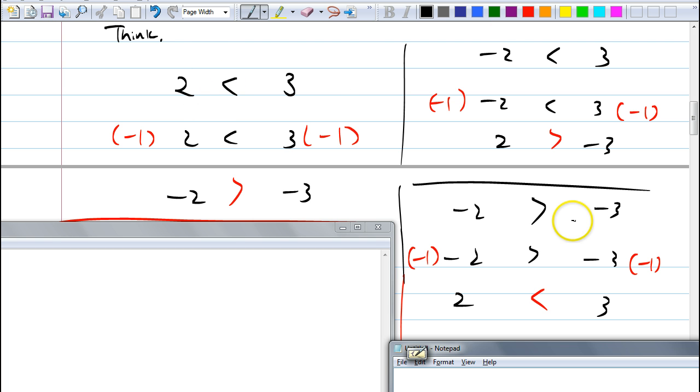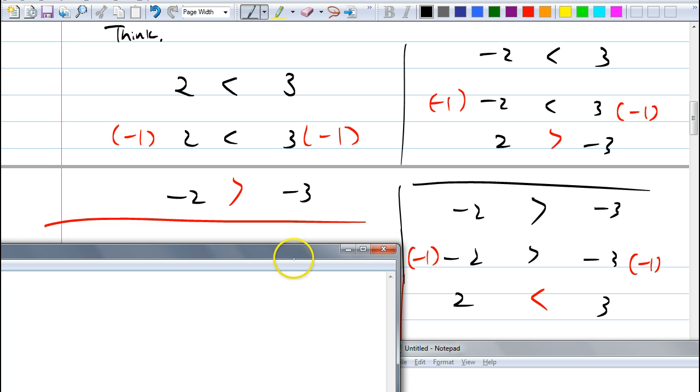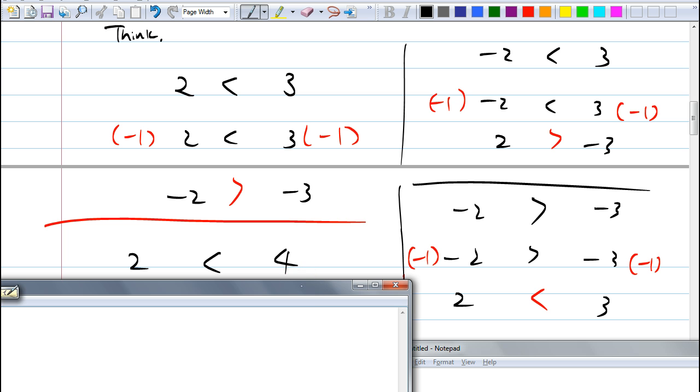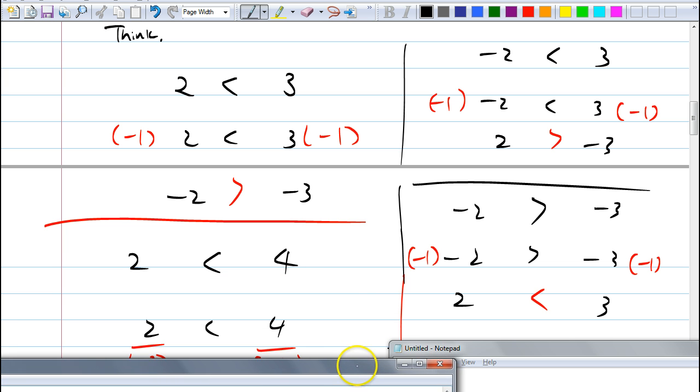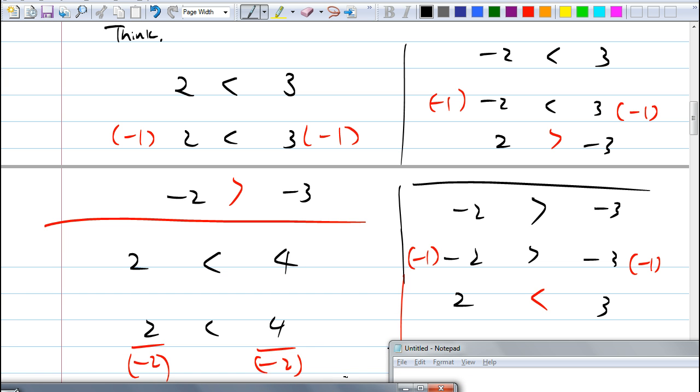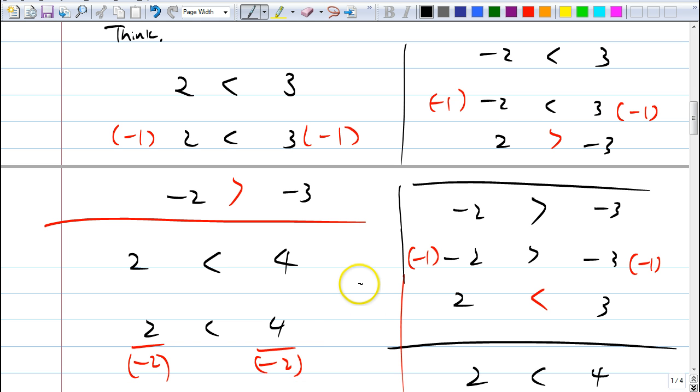So I showed you a case where they're both positive, one of them is negative, and they're both negative, and so on. You see how it works out? Okay. Some of you say, what if we then divide? Would it work? Well, let's look at it. 2 less than 4. Let's divide both sides by negative 2. On the left side, what do we get? We get negative 1. On the right side, what do we get? Negative 2. Which one's greater? You see why we have to reverse?